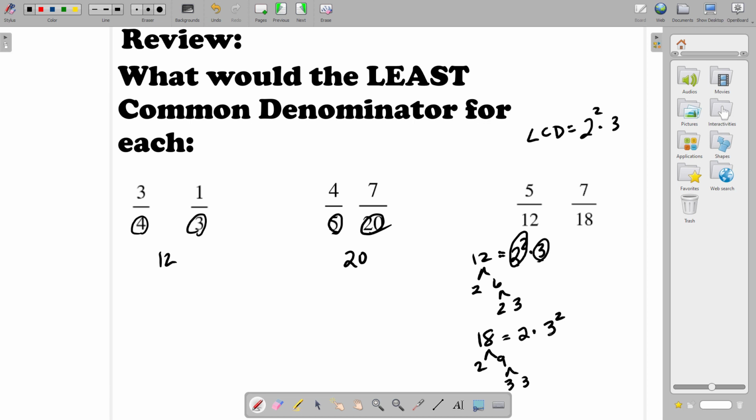And we need a 3 squared. Well, we have 3, so I need a 3 squared. So the factors of 18, 2 times 3 squared, are inside the least common denominator. So this gives us 4 times 9, which is 36.